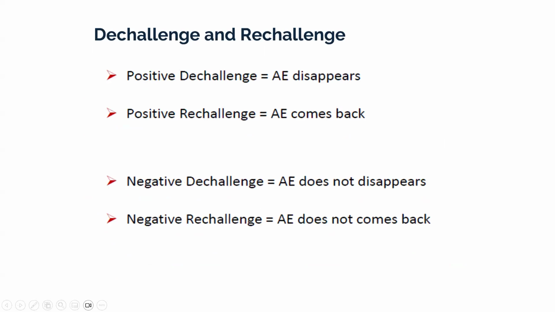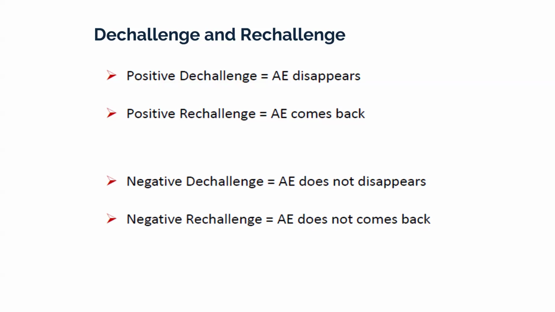So positive dechallenge is when we stop the drug and the AE disappears. Like you have taken the drug and you are experiencing some ADR, and once you stop the drug your AE also disappears, that is a positive dechallenge. And what is a negative dechallenge? Once you stop the drug and the AE does not disappear, that is called a negative dechallenge.